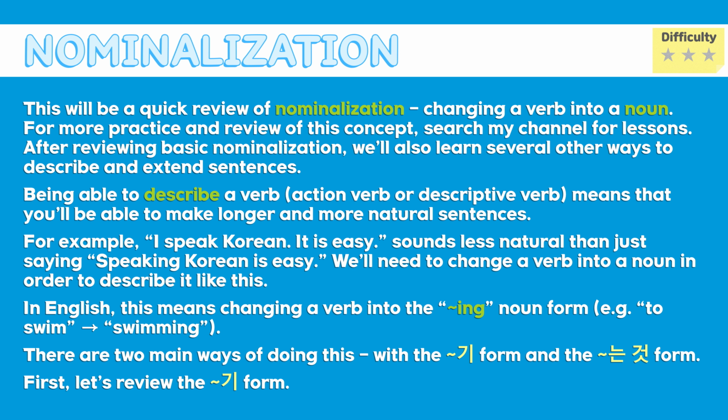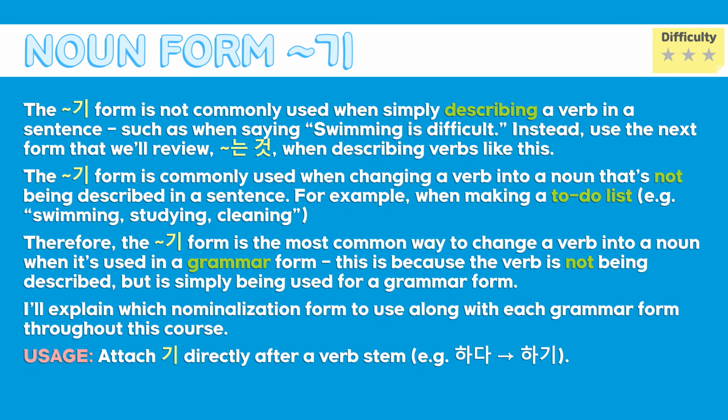First, let's review the ki form. The ki form is not commonly used when simply describing a verb in a sentence, such as when saying "swimming is difficult." Instead, use the next form that we'll review, nun-got, when describing verbs like this. The ki form is commonly used when changing a verb into a noun that's not being described in a sentence. For example, when making a to-do list, like saying swimming, studying, cleaning.